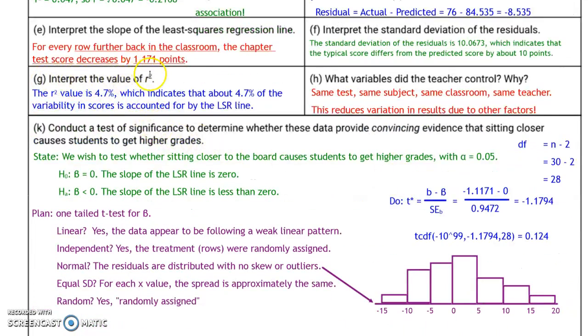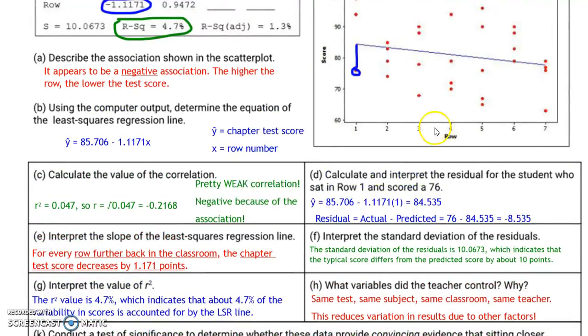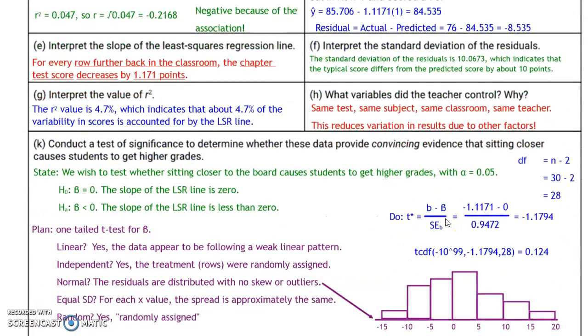For interpreting the value of r squared, remember that r squared is the coefficient of determination. That's how much variability is accounted for by the LSR line. All of the other variables that the teacher controlled are the test, the subject, the classroom, the teacher. It reduces variation in results due to other factors. We're trying to figure out the effect of row on score, so we're trying to cut out all the other variation.